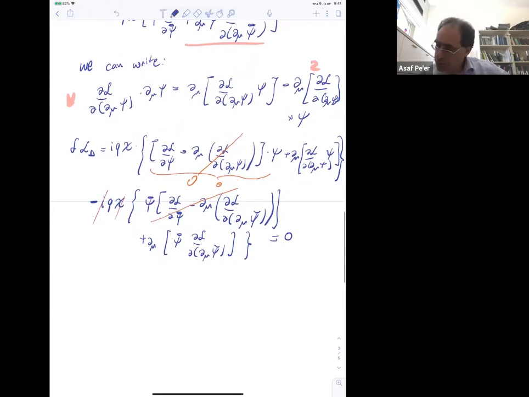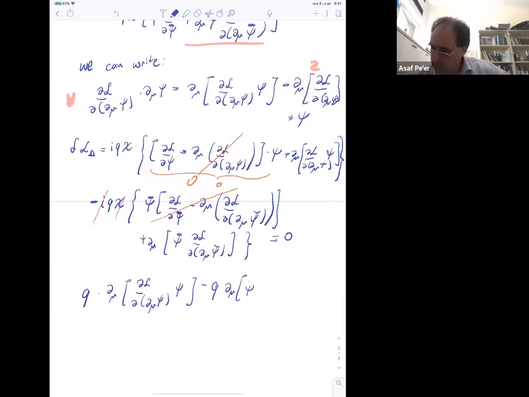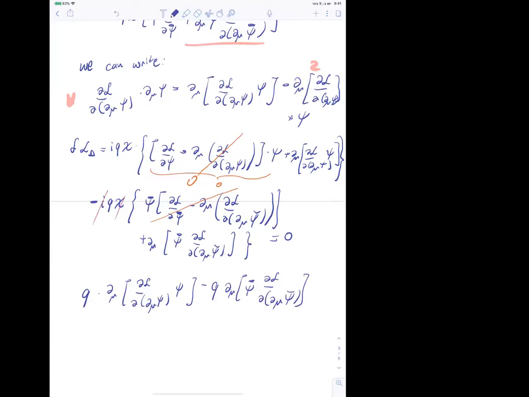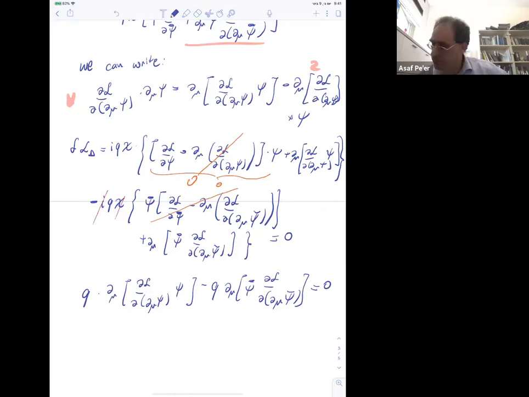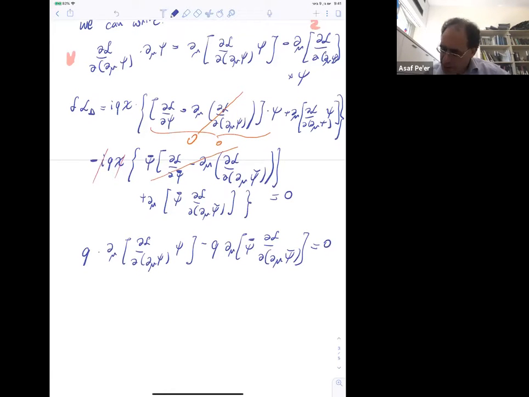So what we have is Q times d mu dL over d mu psi minus Q d mu psi bar dL over d mu psi bar. This is equal to 0. Now it's time to substitute the derivatives, right? We know what the derivative is because we know the Lagrangian. So from the Lagrangian, I actually wrote them down last week.